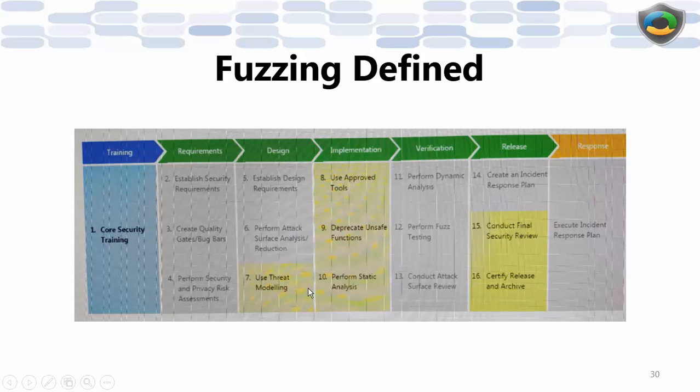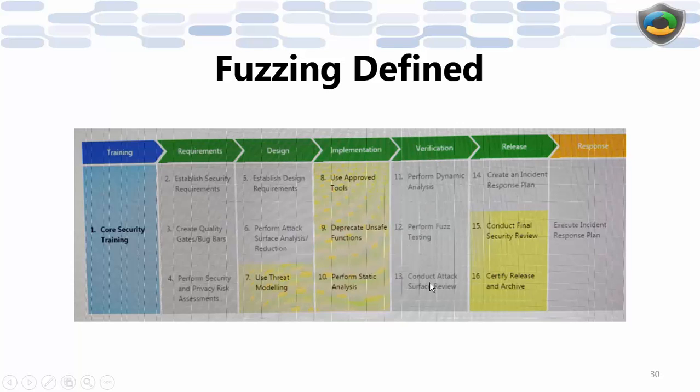But the point is, where we are in our discussions right now is we've gone through all the core security testing. We've talked about establishing security requirements. We've talked about bug bars. We've talked about security and privacy risk assessments. We've talked about design requirements, attack surface analysis, attack surface reduction. We've had a whole lesson on threat modeling, and we went through an exercise on threat modeling. We've already talked about, just in the last few lectures, the approved tools from Microsoft, the deprecated unsafe functions. In this lesson, we've already been talking about static and dynamic analysis. Now we're into fuzz testing.